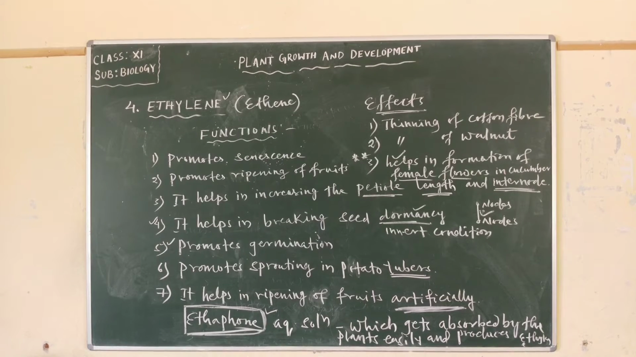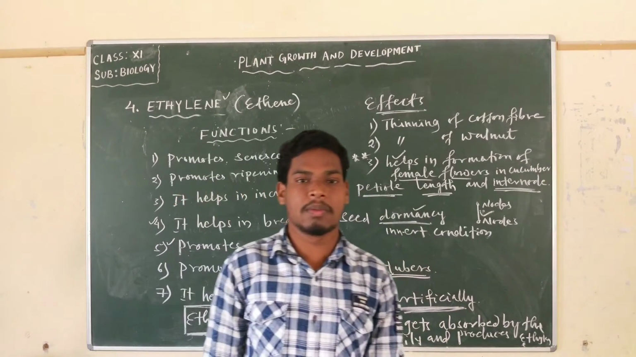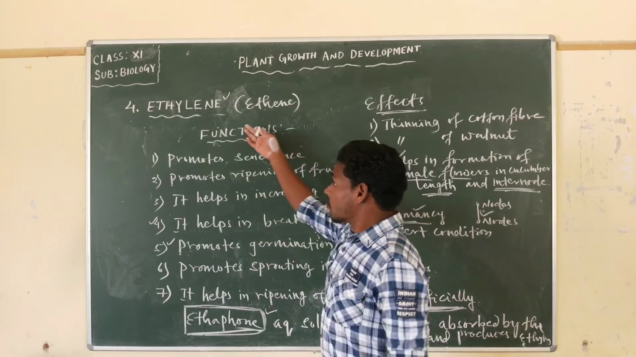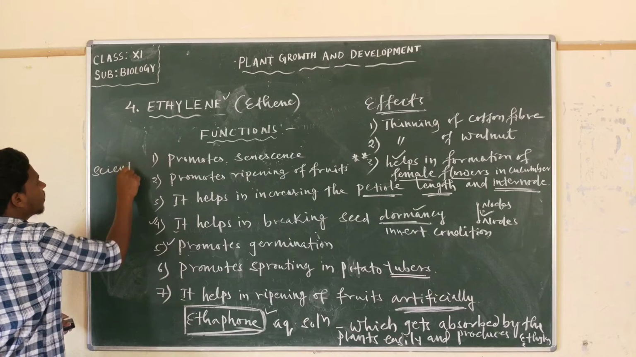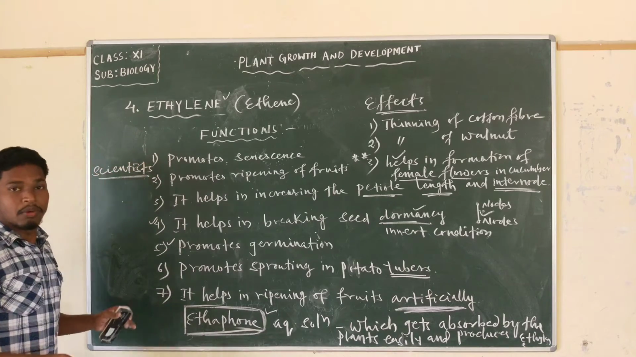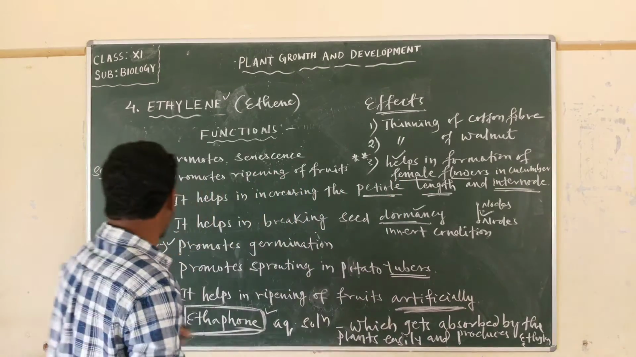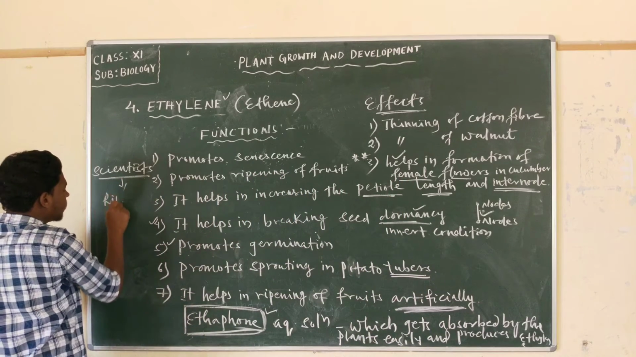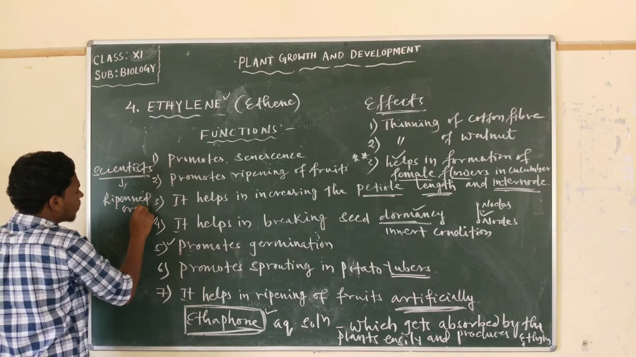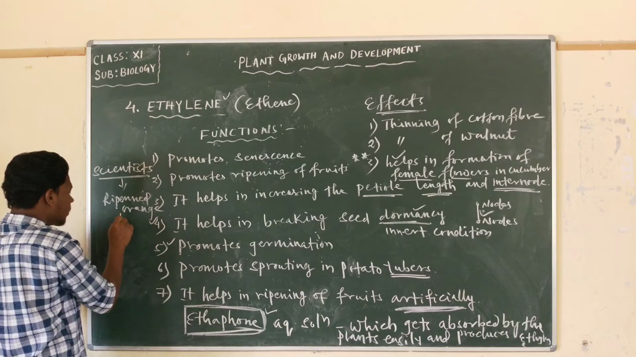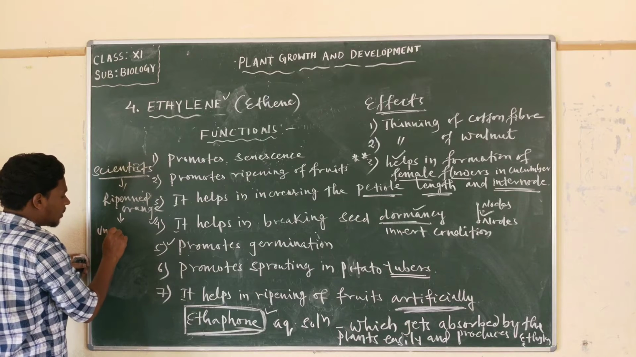So I hope you understood about the functions, and how this ethylene was found, or how they came to know about the existence of ethylene. Scientists took a ripened orange and placed it among unripened bananas.